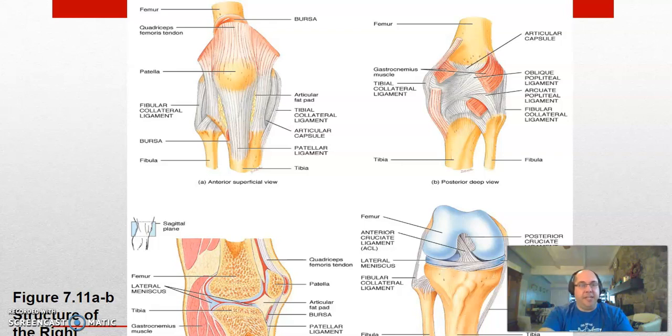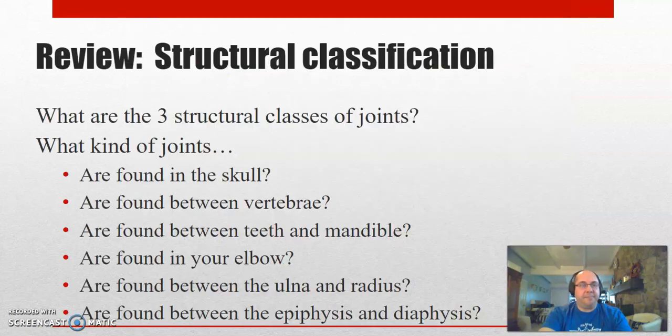These are the pictures of the knee, and you can pause this and take a look at all these different parts, but you can see the ACL and the PCL, how they cross. You can see the MCL and the LCL. You can see all the different ligaments inside of the knee. It's really very interesting. And so that brings us to these review questions.